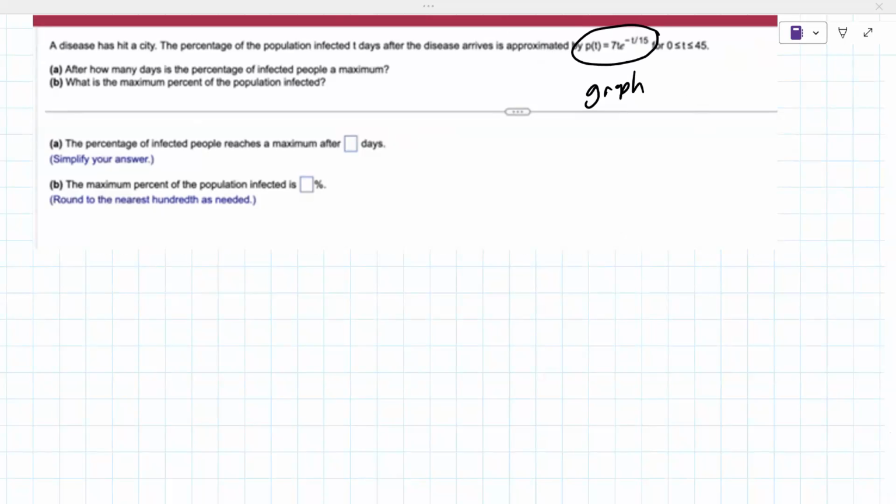So, is it okay if I graph this one, or do you want to see it by hand? No, graphing's fine. That's perfect.